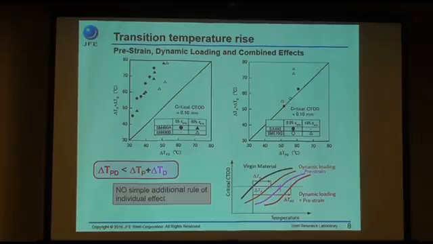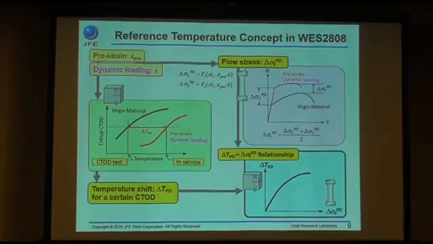So we need another idea to estimate the transition temperature rise induced by the combined effect. That's why WES 2808 proposed the reference temperature concept. As I mentioned, using the experimental data, prestrain and dynamic loading induce a toughness degradation, right? And push up the transition curve.